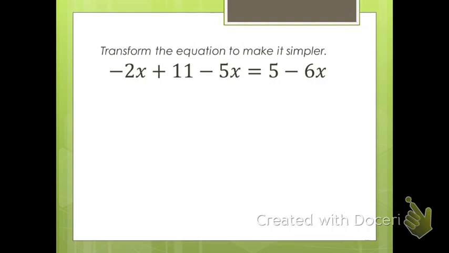Okay, so we're asked here to transform this equation to make it simpler. I'm going to work on the left and right side separately to transform this equation and make it simpler. So I'm not solving this equation. I'm going to be checking this equation for a solution. I'm not quite solving it yet. We'll get to that in the next lesson, the next couple of lessons. But I want to move the terms around using the commutative property and combine terms using the distributive property.